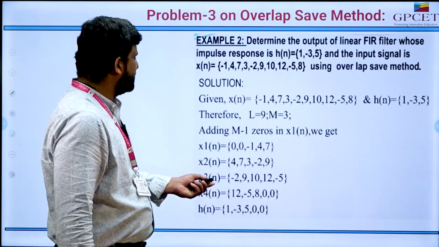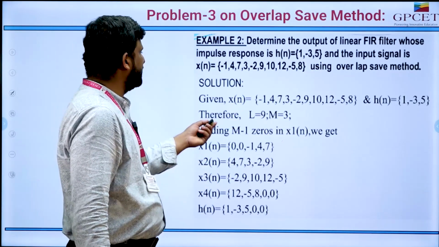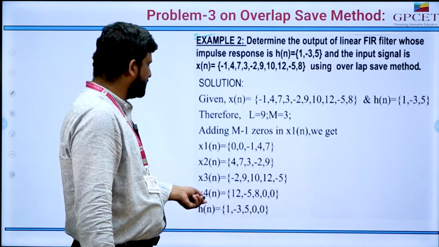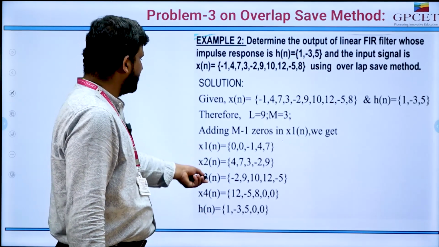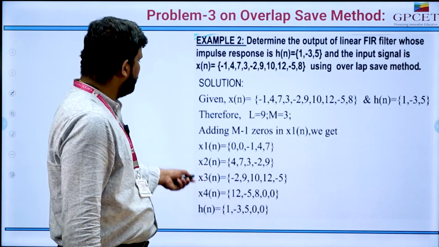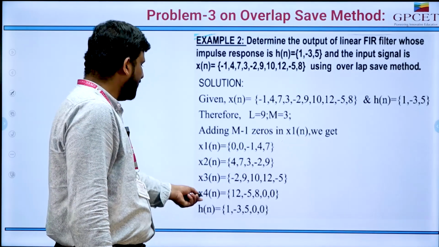So this is another example. Same discarding, we are subdividing the x of n sequence. Totally we got 4 sequences. After getting the 4 sequences, we need to equalize the length of the sequence x of n and h of n. And after that, how many sequences do we need to find out? 4 sequences, that is y1 of n, y2 of n, y3 of n and y4 of n.